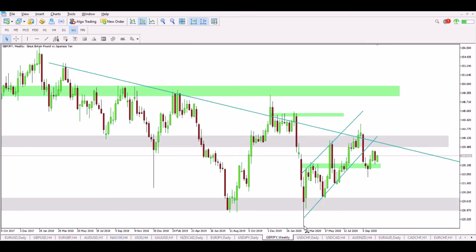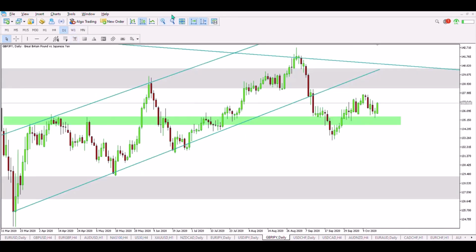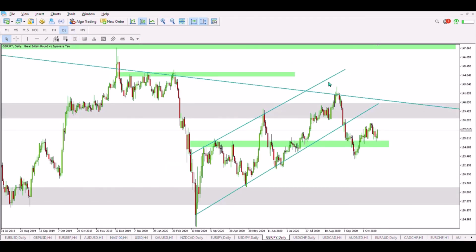GBP JPY. Okay, this is the weekly chart. We have a strong rejection here, strong bearish signal. Another bearish week we had last week, and we already are recovering or correcting it. Now let's move to the daily and see that we have broken important channel. So from here we can start a new trend.